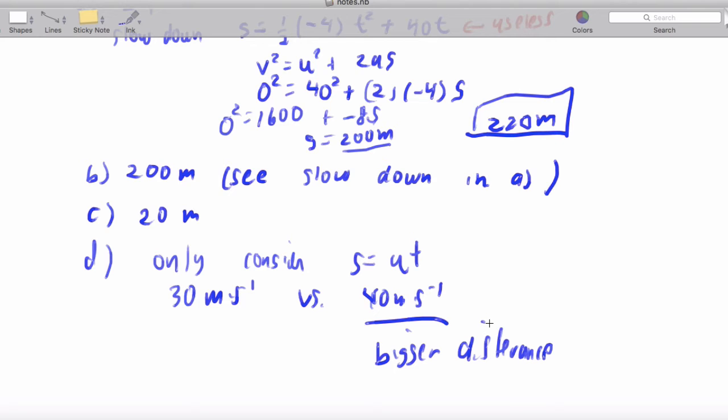Since the time is the same and we have different speeds, that gives us a difference in the distance, which is simply the rate times the time. So that's how that works. That's problem number 10.